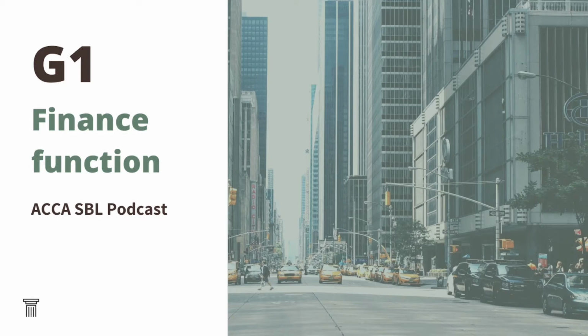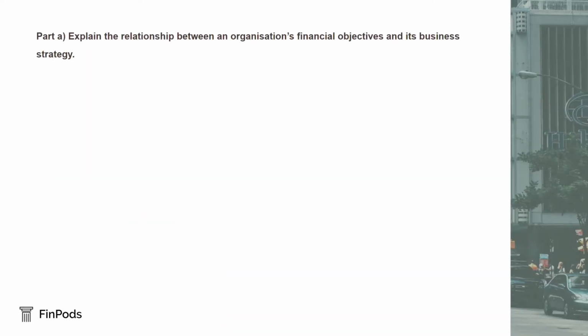Finance function. Part A. Explain the relationship between an organisation's financial objectives and its business strategy. The strategy of a business will have an inherent relationship with the financial aspect of the company in three ways: in terms of financial risk, financial returns, and funding.